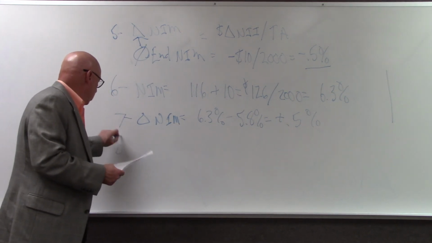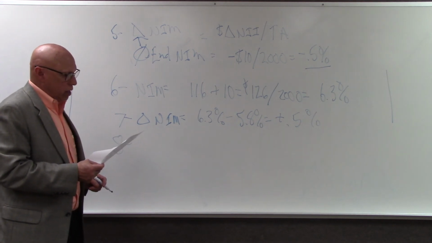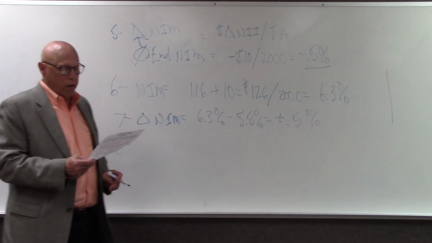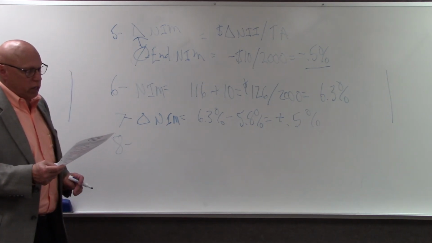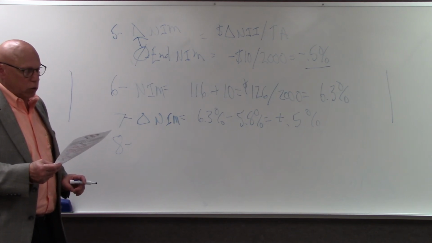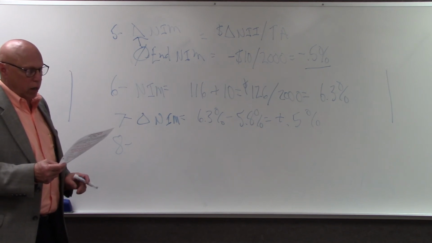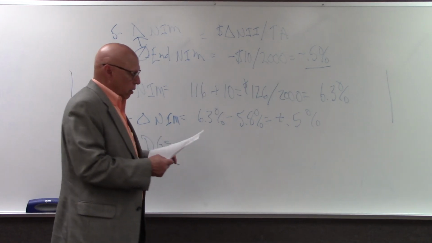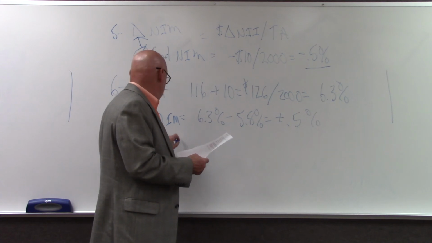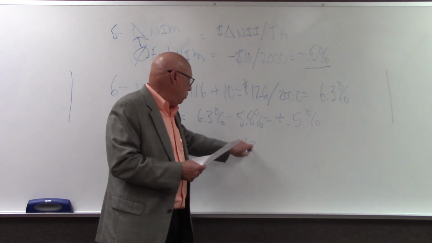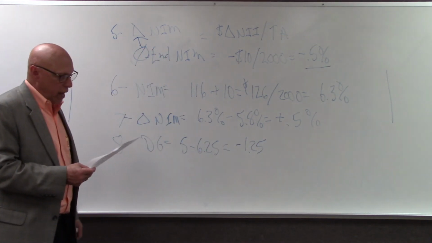Question eight, the last question. The Texas State National Bank has $1,000 in assets with an average duration of 5 years. The bank has $800 in liabilities with an average duration of 6.25 years. Okay? So what is the duration gap of this bank? So the duration gap is 5 minus 6.25 equals minus 1.25. That's the duration gap, okay?